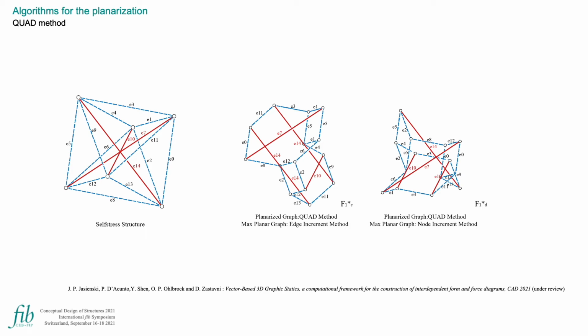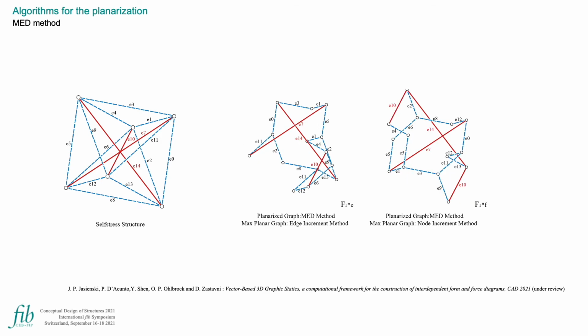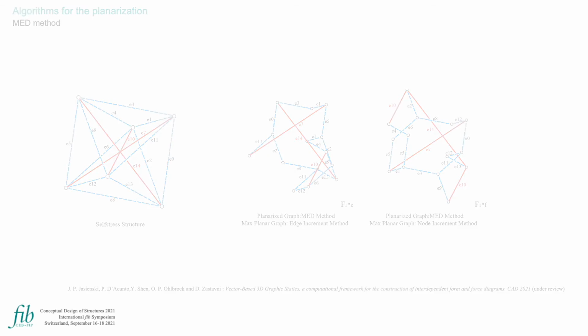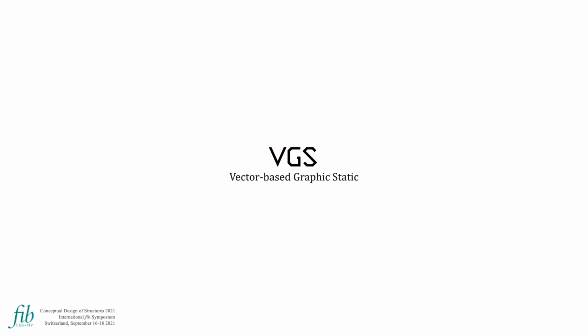Like the cycle method, the MED method is based on the splitting procedure that is explained in literature. It successively adds back edges to the reduced planar graph with the simplest splitting configuration. These three methods provide different typologies of force diagram for the same form diagram. This is an outline of the VGS plugin based on the Rhino Grasshopper platform.